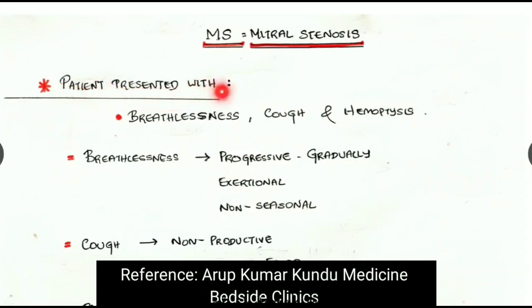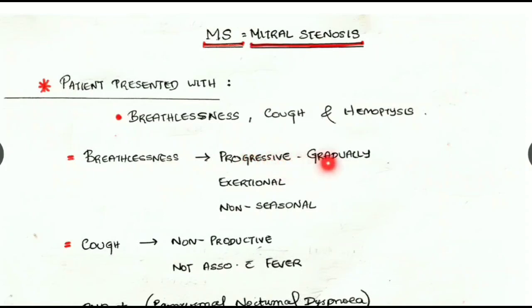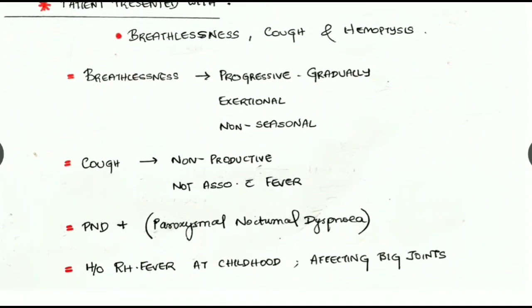The patient is presented with breathlessness, cough and hemoptysis. The breathlessness is gradually progressive and it is of exertional type. That is, it increases with exercise and it is of non-seasonal type. And what about the cough? The cough is a non-productive type which is not associated with fever.